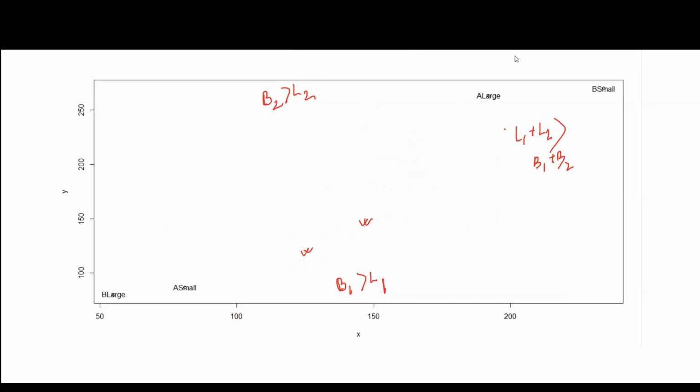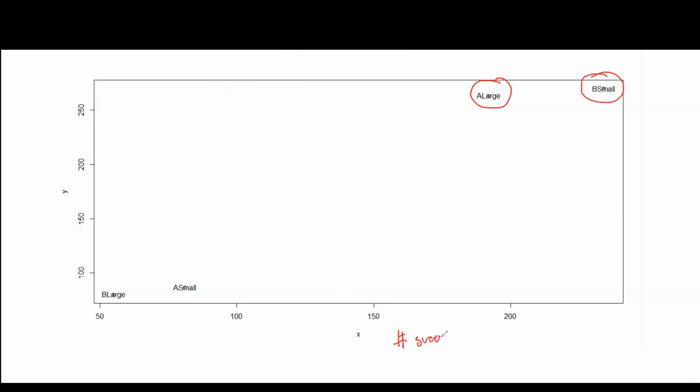Let me clear all my drawings here. So observe that A large is over here, B small is over here. Okay, so this is X, the number of successes, and this is the number of failures, the total. Observe that B small is actually better over here in terms of A large. And B small has a large number of trials too. A large also has a large number of trials.